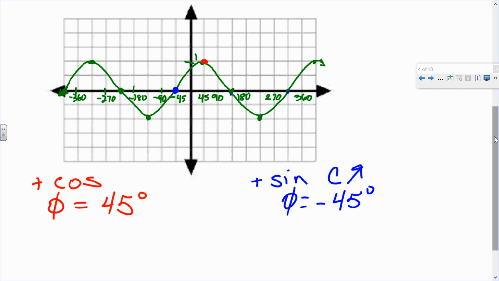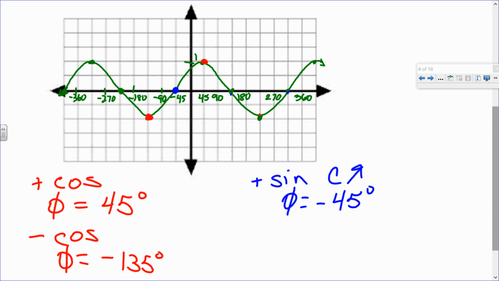I could do likewise with a negative cosine graph. Negative cosine normally crosses the y-axis at what kind of point? At a minimum. Where's your closest minimum to the y-axis on this one? Here are my two choices. Which one's closer to the y-axis? Everybody point, left or right? The one over here to the left, yes, that's fewer than 180 degrees away. Right between 180 and 90, exactly halfway between them, so it would be negative 135 degrees. And I could do the same thing for negative sine.